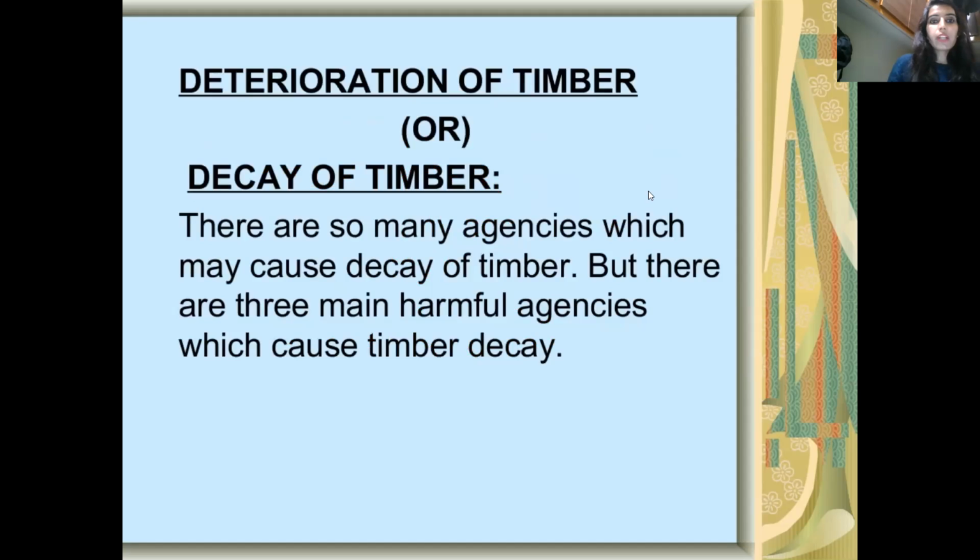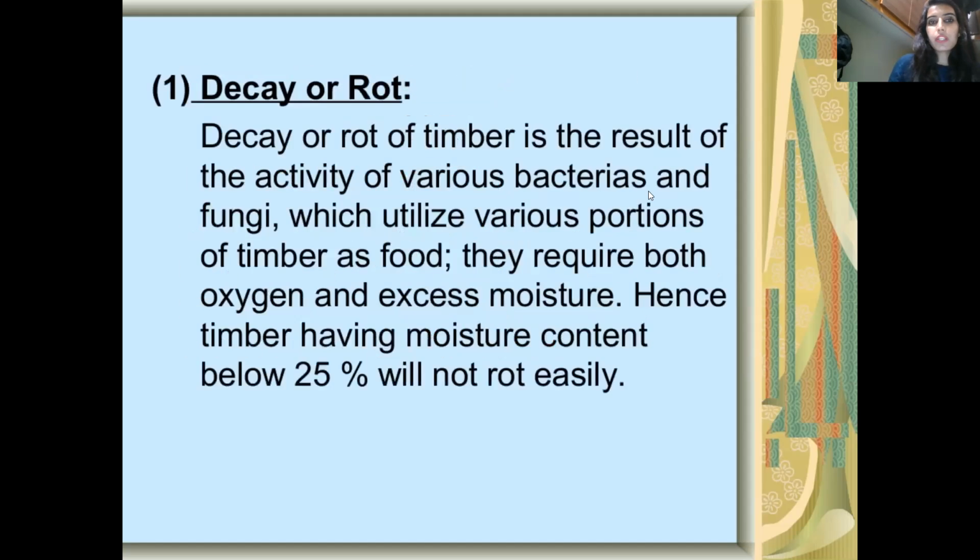There are many agencies which may cause decay of timber, but there are three main harmful agencies. First, decay, or we can say rot. Decay or rot of timber is the result of the activity of various bacteria and fungi which utilize various portions of timber as food. They require both oxygen and excess moisture. Hence, timber having moisture content below 25% will not rot easily.